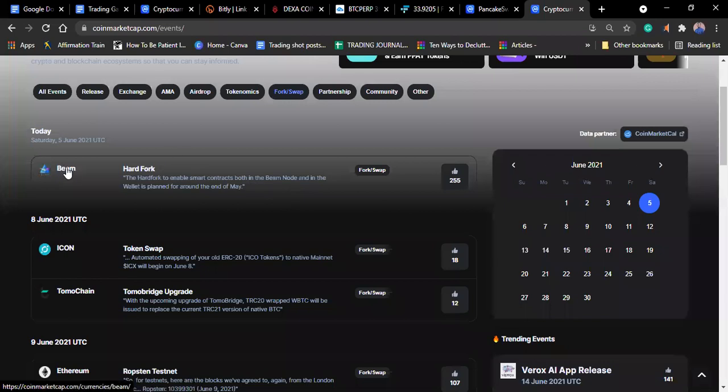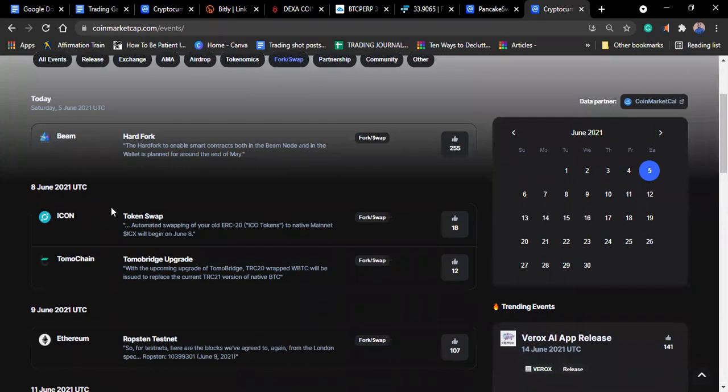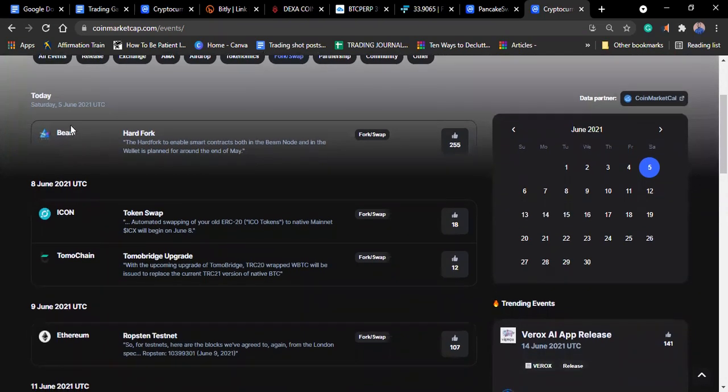So this coin, which is Beam, has a hard fork. A hard fork is when a blockchain splits into two. If you are holding one Beam, for example, and it splits and changes their name from Beam, let's say to blah, then you have one Beam and you have another blah. So now you want to research on this Beam that is having an event. So you click on Beam.